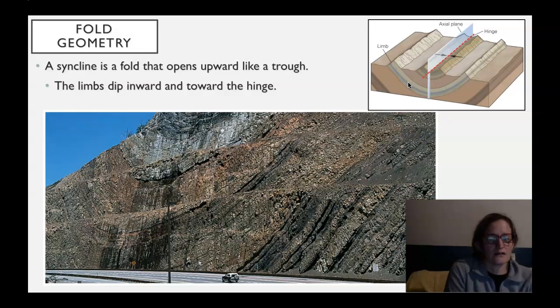The other kind of fold is a syncline. This is also in maybe Pennsylvania. So the syncline makes like a U shape in the fold, and the limbs are dipping down towards the hinge. So they dip down this way. So in the cartoon here, limb, hinge, it's making a sinking fold or a syncline.